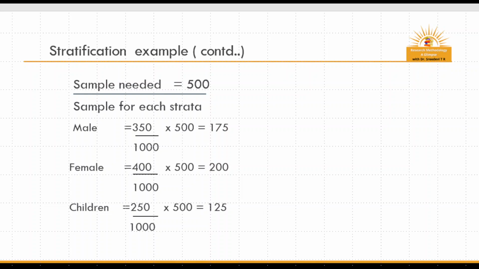To conclude, sampling error is the difference between the population estimate and sample estimate. When the sample selected does not represent the population, sampling error occurs. Increasing the sample size helps to reduce the sampling error.